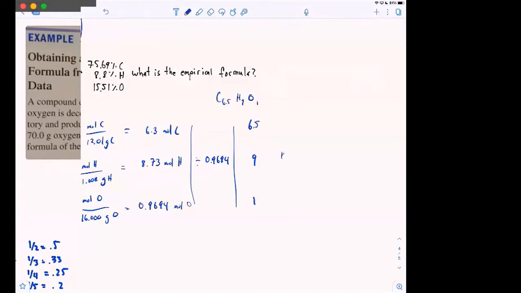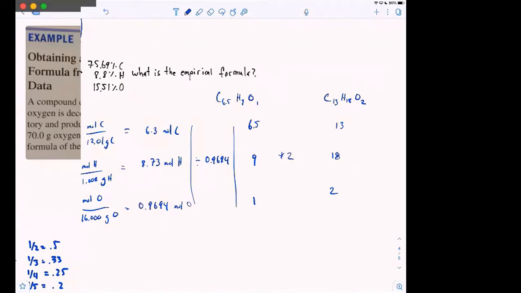So what do we do? We multiply by 2 to get rid of the 0.5. And we get 13 carbons, 18 hydrogens, and 2 oxygens. So we have C13, H18, O2. And the next thing you do is you check to make sure that ibuprofen is that. I looked it up, just Googled it, and I was right. So I knew I was right there. So that is the proper answer.